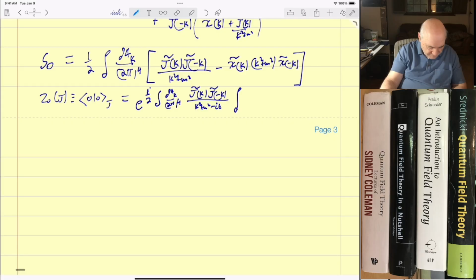And then we have the path integral d chi e to the minus i over 2 times the integral of d4k over 2 pi to the fourth of chi tilde k times k squared plus m squared times chi tilde minus k.